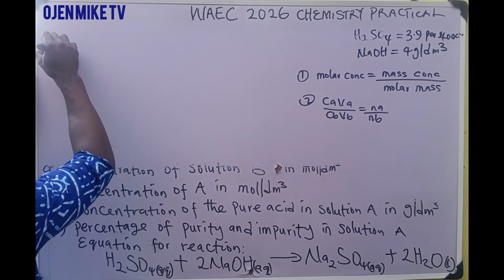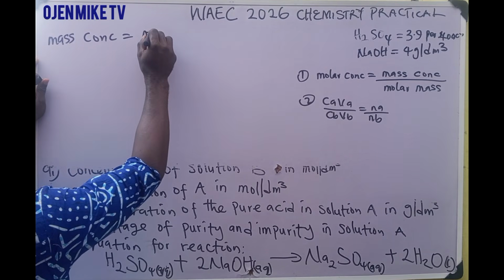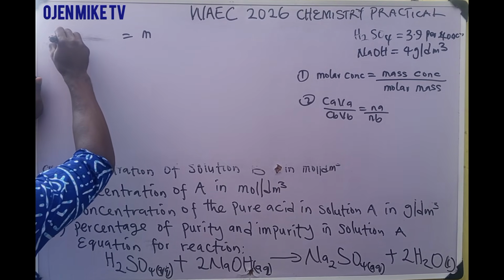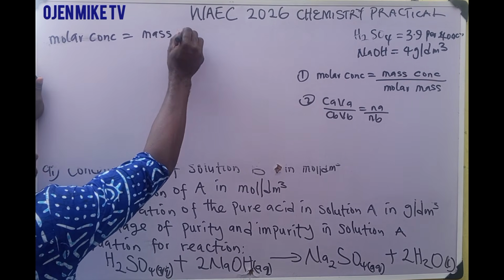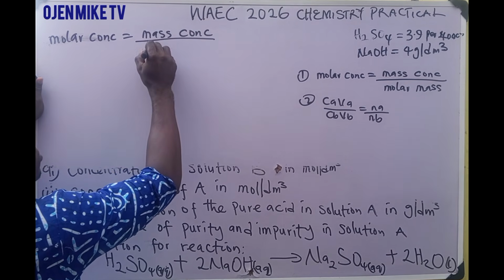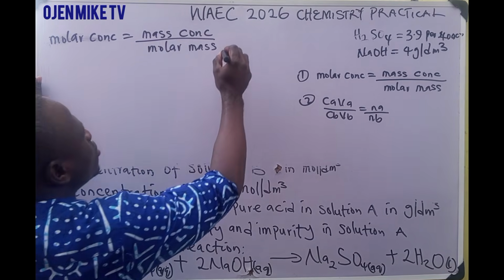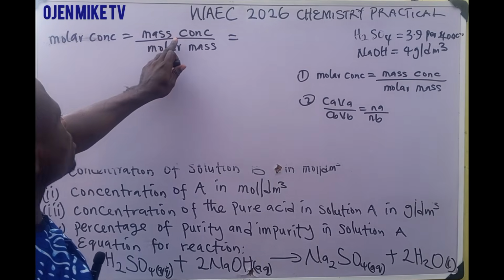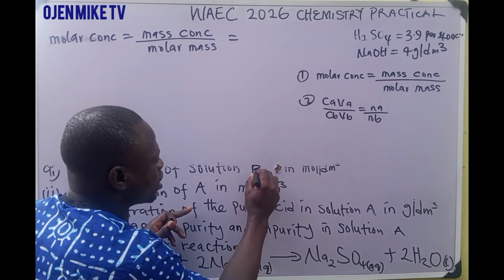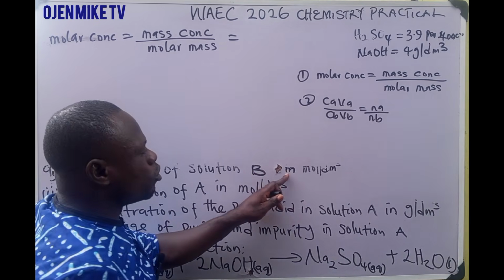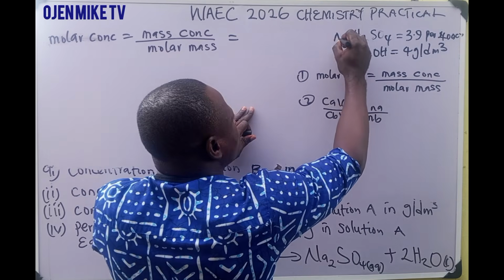You say that molar concentration is equals to mass concentration over molar mass, which is equals to, what is your mass concentration? Remember, we are looking at concentration of B. Look at it here. Concentration of B in moles per dm cubed. What is your B? This is our B. This is B, and this is A.